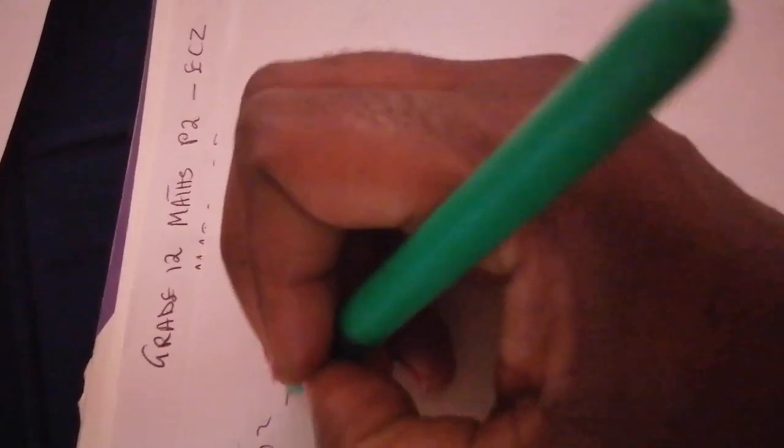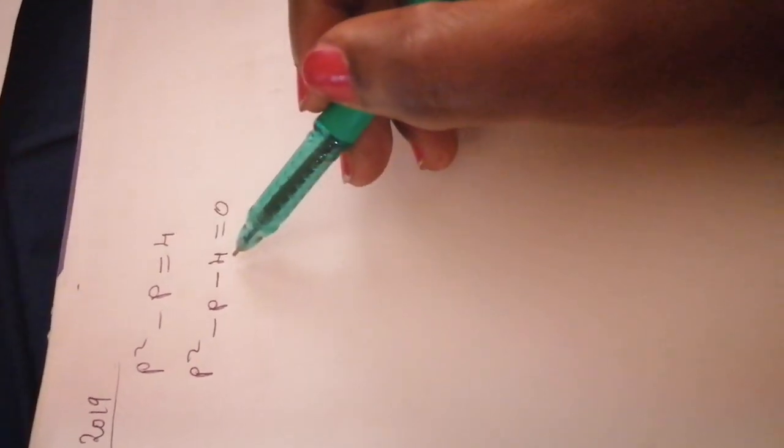2019 says solve the equation p squared minus p equals 4, giving your answer correct to 2 decimal places. So for 2019, the equation is p squared minus p equals 4. Okay, so we need to rewrite it to the standard form. So rewriting it, we'll have p squared minus p minus 4 equals 0. Additive inverse of positive 4 is negative 4. When you add it to both sides, you end up with this.